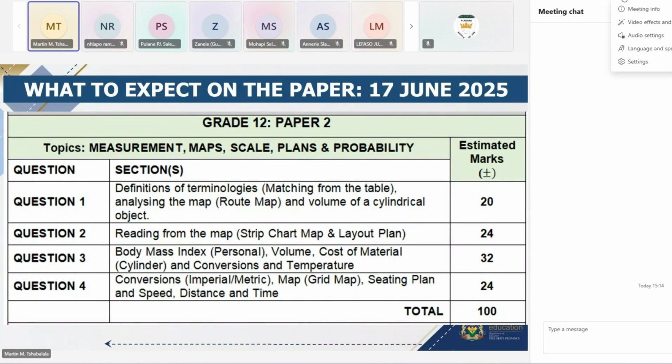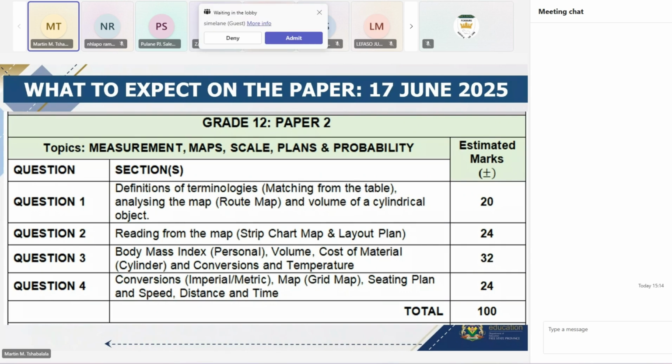Question one is 20 marks. Definition of terminology, measure from the term, analyzing the map, root map, volume of a cylindrical object for 20 marks. When we talk about question one, we said this is the question that all of us must start with on Tuesday, even tomorrow, Paper one. Start with question one. Why, Mr. Chabalala? Question one, my boys and girls, it is just given away. Those are the marks for free. You grab them quickly, you put them in your pocket. You know that you've got 20 marks already on Tuesday.